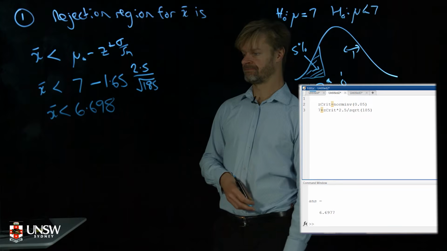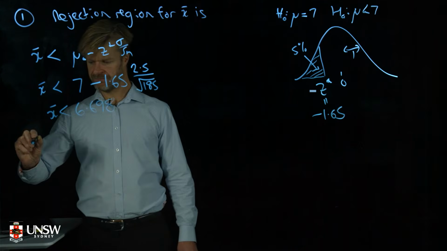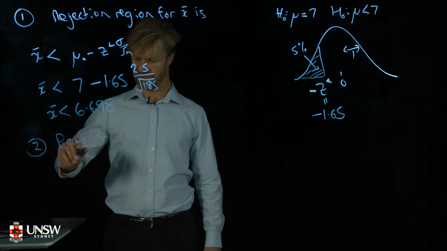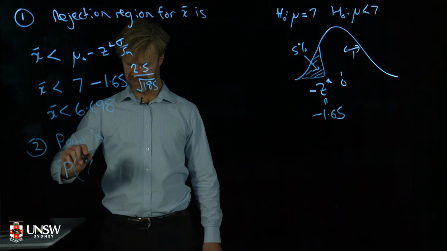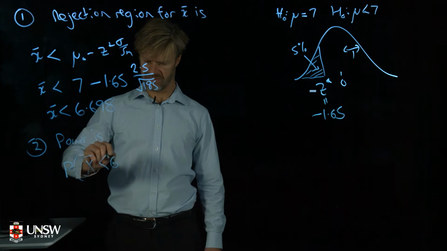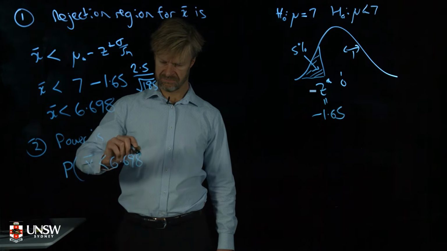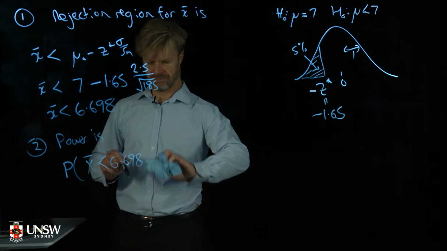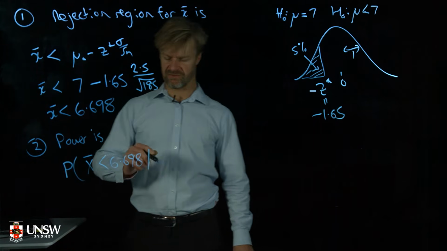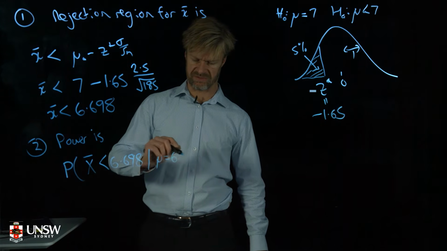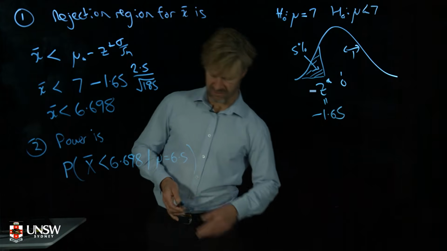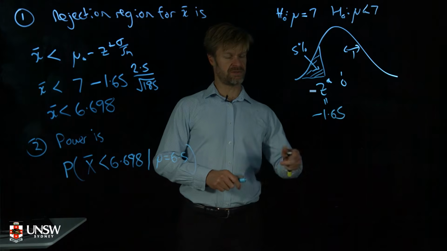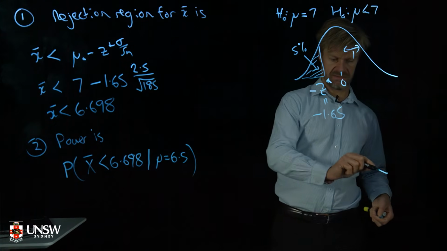What's the power? All right. The power is going to be the probability that the sample mean is less than 6.698 if the alternative hypothesis is true, where the true mean is actually equal to 6.5. So what we're going to do now is, all right, I'll draw a new graph for you.